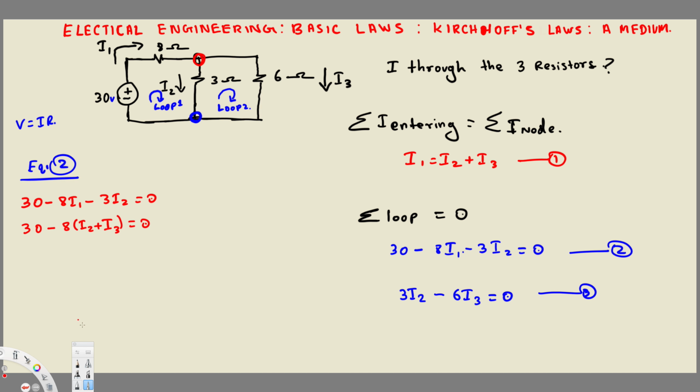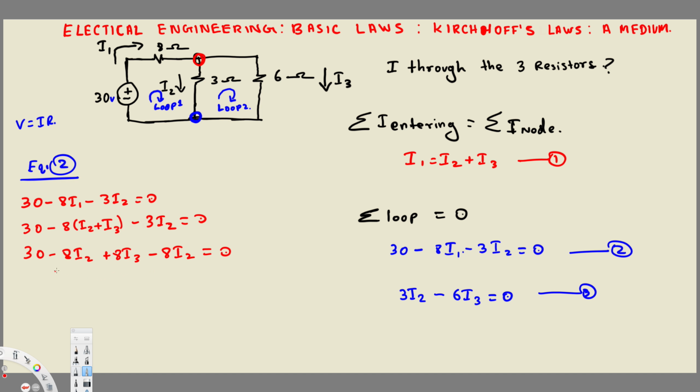And also we have minus 3I2 is equal to 0. So let's solve this one. This is going to be 30 minus 8I2 and then plus 8I3, right? Plus 8I3 minus 8I2 is equal to 0.